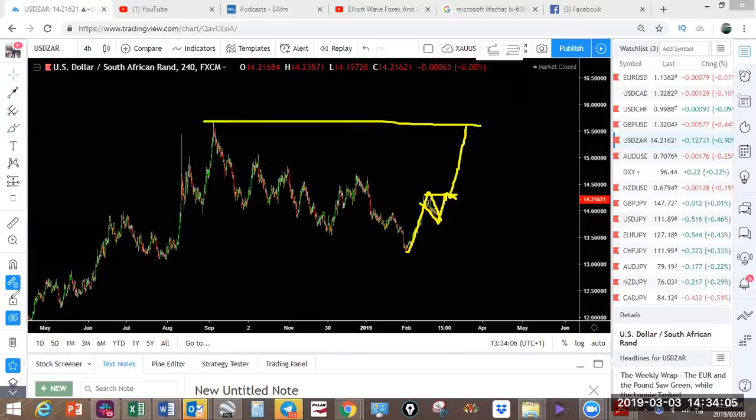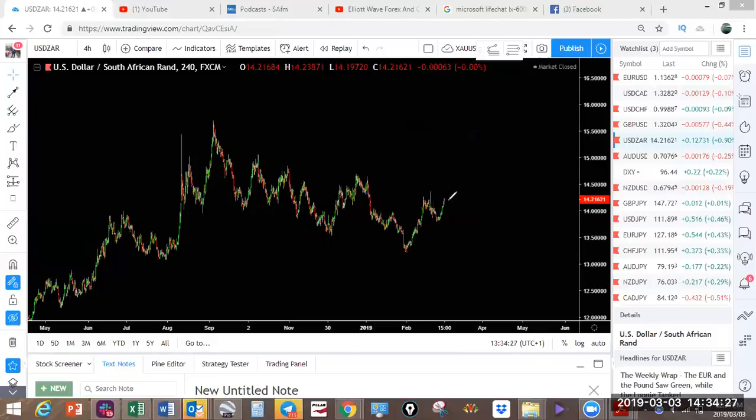We are going towards the election in the next couple of weeks, so there's going to be a lot of volatility on the US dollar ZAR and uncertainty on the ZAR. So this can take us back to the previous high at 1550.16.